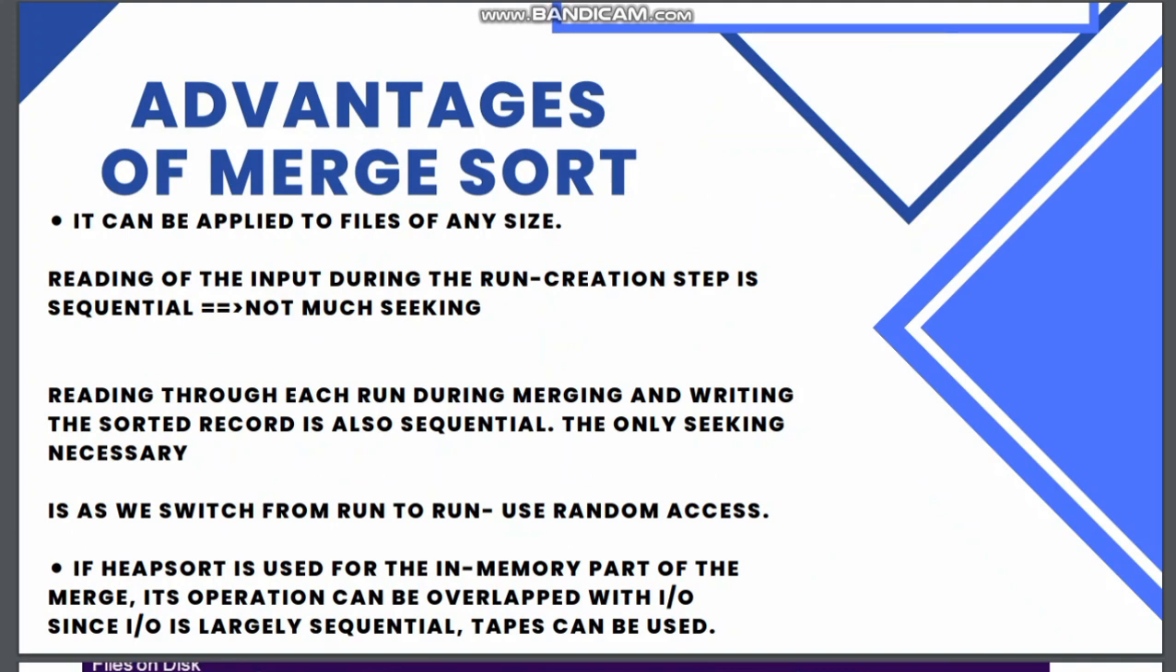Reading of the input during the run creation step is sequential. Reading through each run during the merging and writing the sorted record is also sequential. The only seeking necessary is as we switch from run to run, using random access. If an internal sort is used for the in-memory part of the merge, the operation can be overlapped with input-output. Since input-output is largely sequential, tapes can also be used.